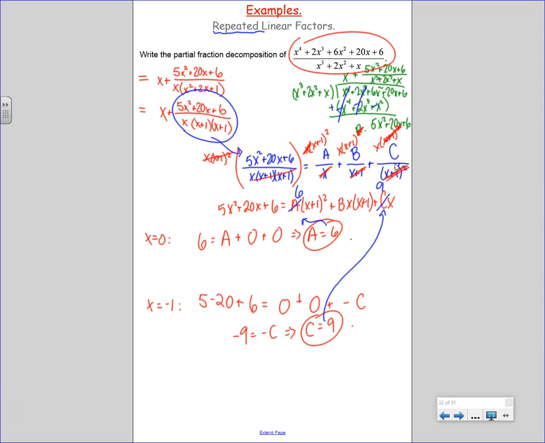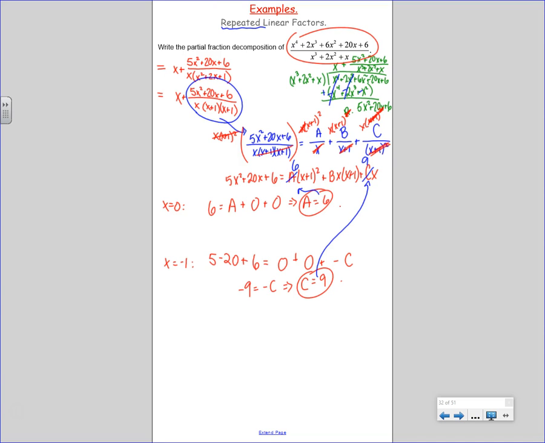So plugging in 0 is not gonna help so well. x equals +1. All right, that's 5 plus 20 plus 6, right? Thomas has already gotten 31, and I agree. Other side. We gotta plug in 1. 1 plus 1 is 2. 2 squared is 4. 4 times 6 is 24.